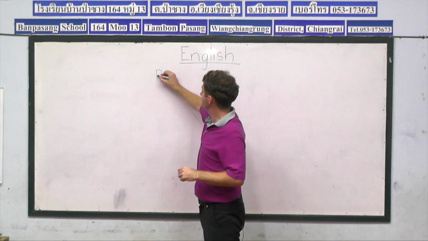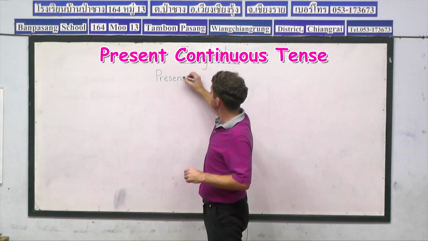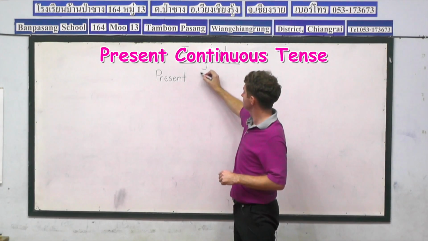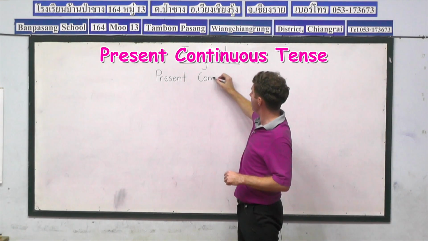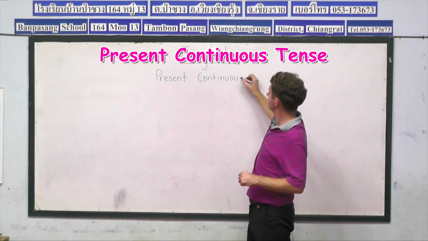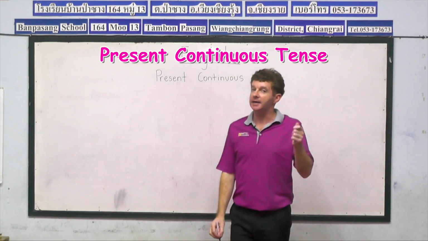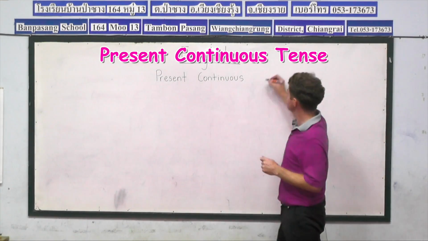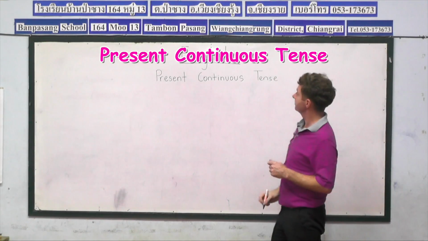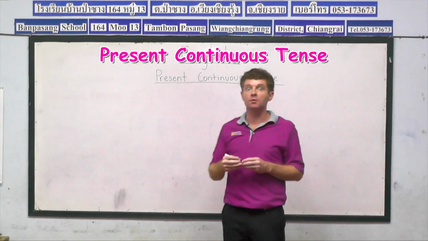Present. P-R-E-S-E-N-T. And then continuous. C-O-N-T-I-N-U-O-U-S. Continuous. And then our final word, tense. T-E-N-S-E. Excellent. So altogether, present continuous tense.